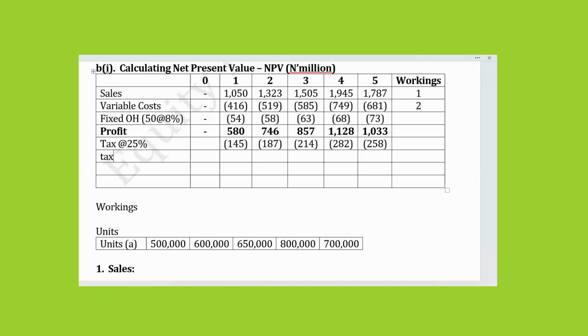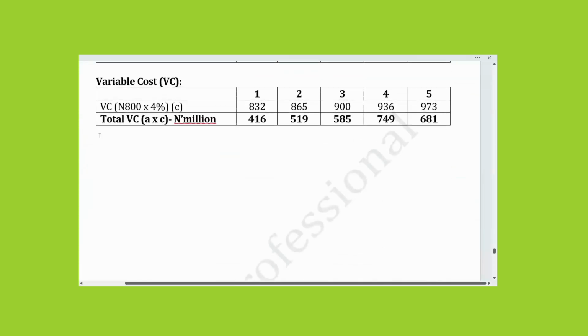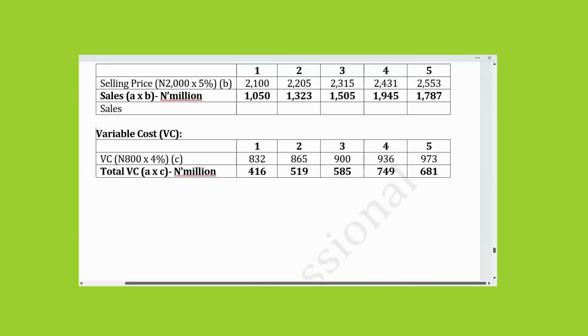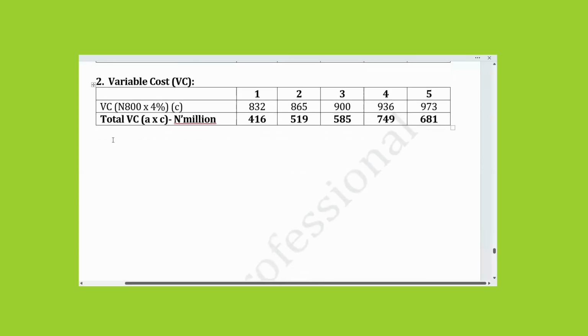Then we need to go and calculate tax saved on capital allowance. So that will take us to working number 3. This is working number 2. All right, so working number 3: tax saved on capital allowance.